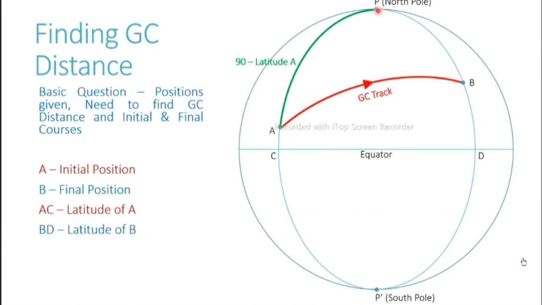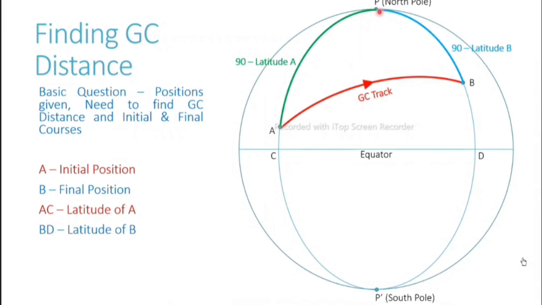I also know that pole to D, P to D, will be 90 degrees. Pole to the equator along any of the meridians is always 90 degrees. So Papa to Delta is 90 degrees. Bravo to Delta is equal to the latitude of my final position. That tells me that Papa to Bravo, the blue color side, is going to be 90 minus latitude of B. So you can also call it the colat of B or 90 minus latitude of B. Both mean the same thing.